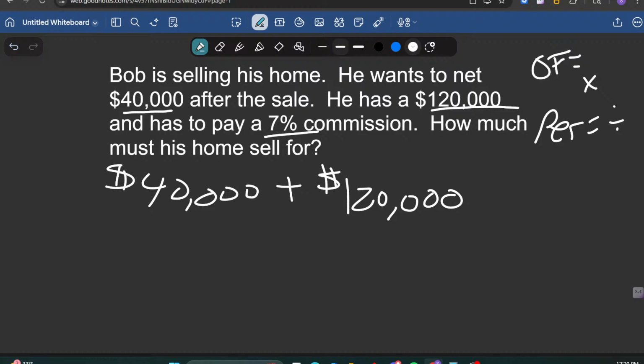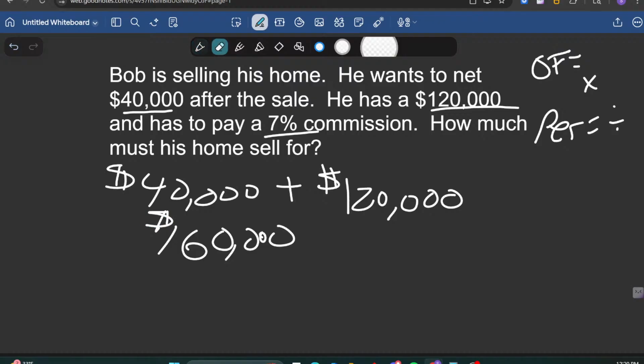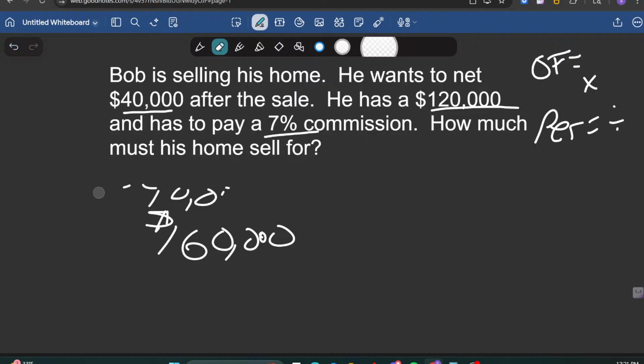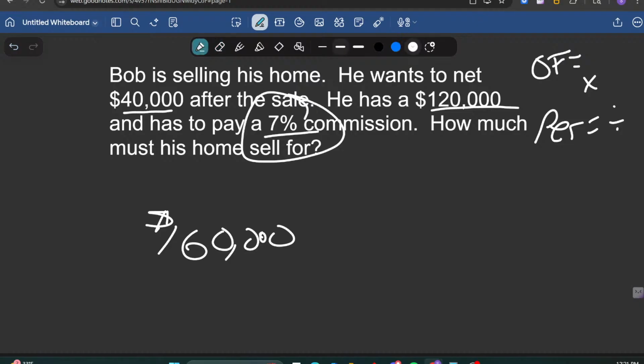Now I'm going to draw this in here. 160,000 is what he needs to make. Now, here's where a lot of my students go wrong. This is the pitfall. Most students do that right. Now I'm going to ask you, because this is where they get tripped up: the 7% commission.